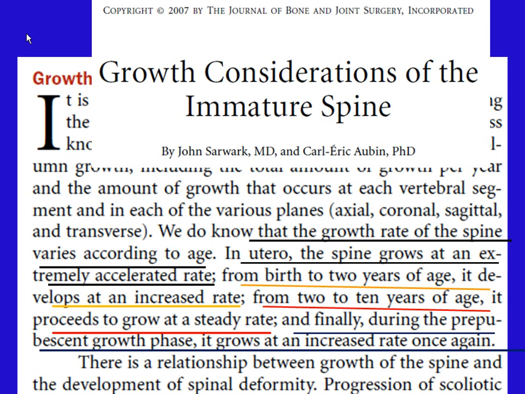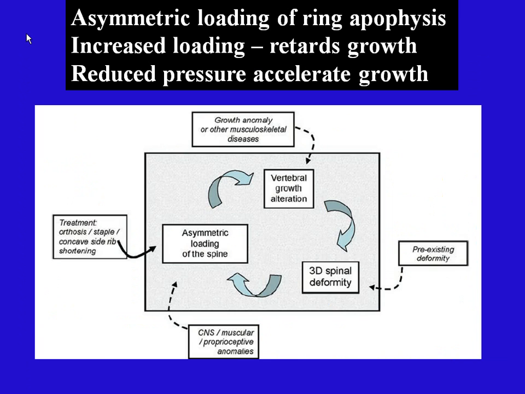Now, there is a direct relationship between growth of the spine and development of spinal deformity. That can be appreciated well from 2 facts: if the apophysis is loaded, it retards the growth. If the apophysis is not loaded, it accelerates the growth. That's the reason why in quadrupeds we have taller vertebrae, while in human beings, which load the vertebral apophysis, we have less height of the vertebral body.